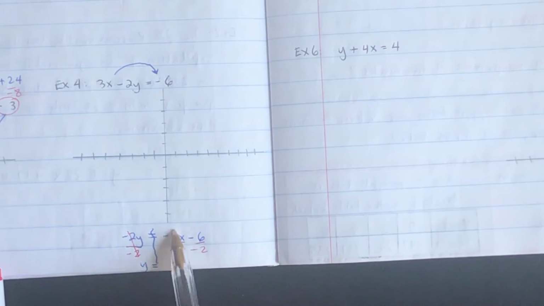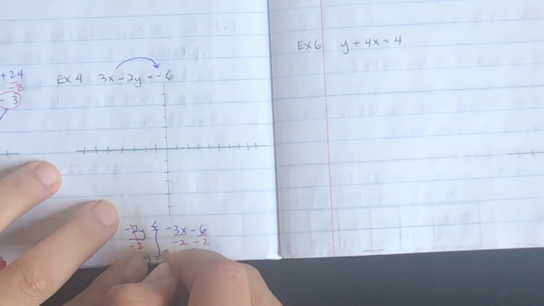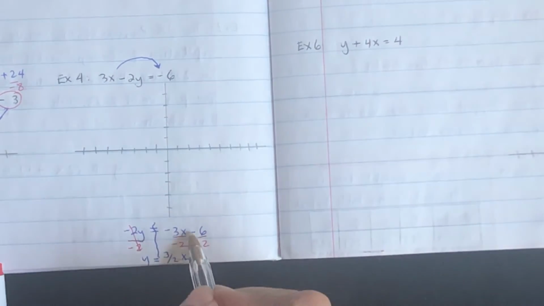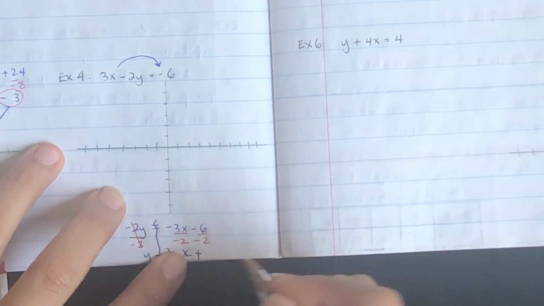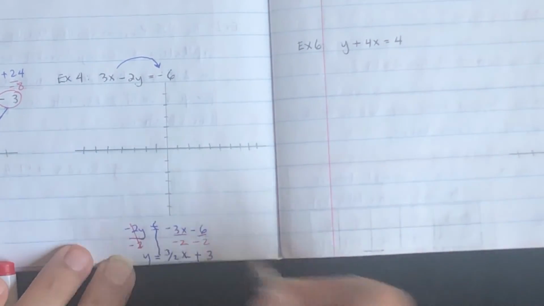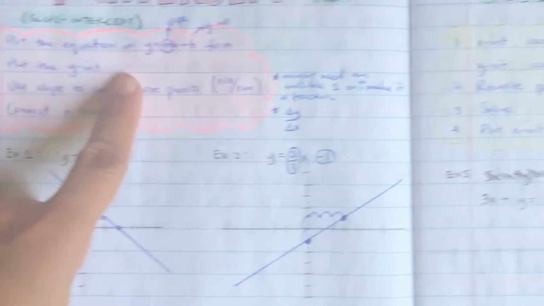positive. Can I simplify 3 and 2? No, so that's going to be 3 over 2x. Negative divided by negative is a positive. 6 divided by 2 is 3. All right, so put it in y equals mx plus b form.